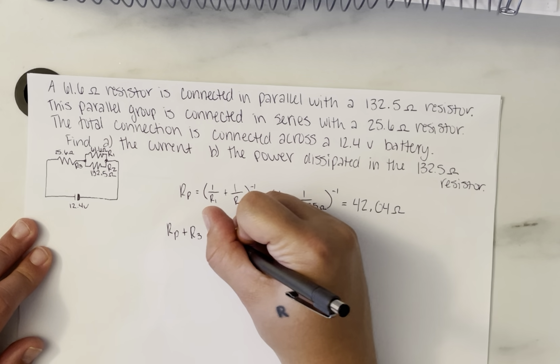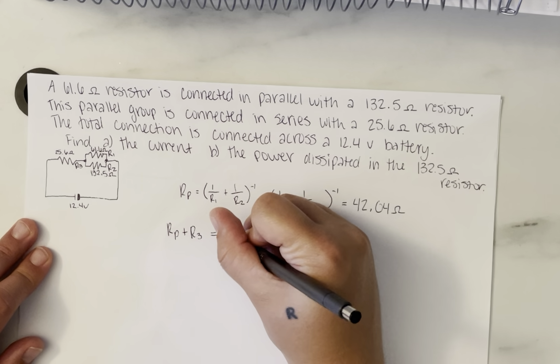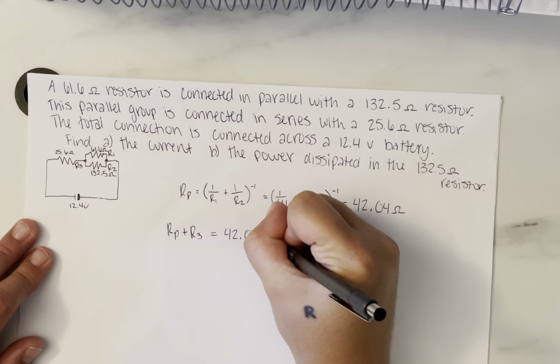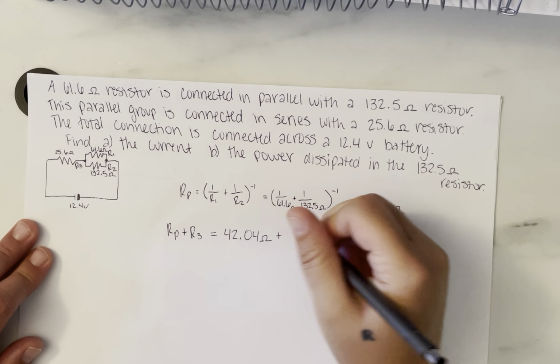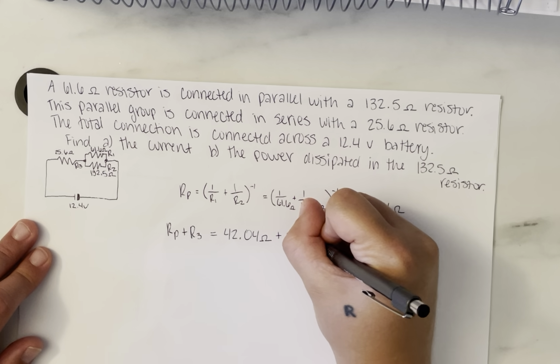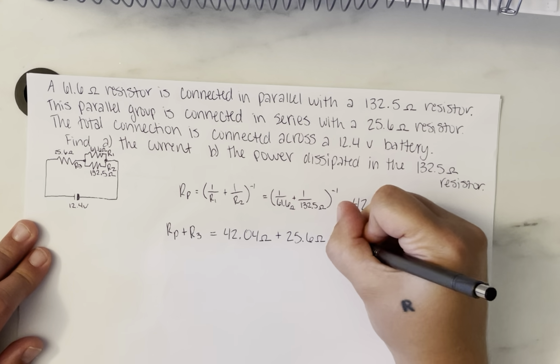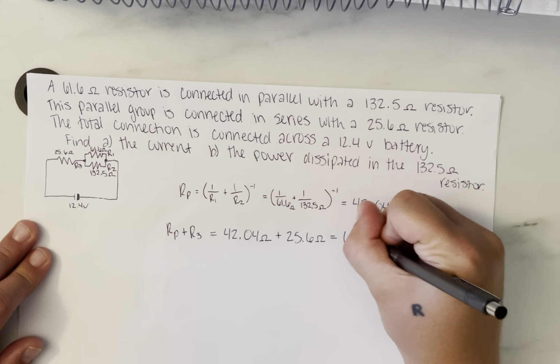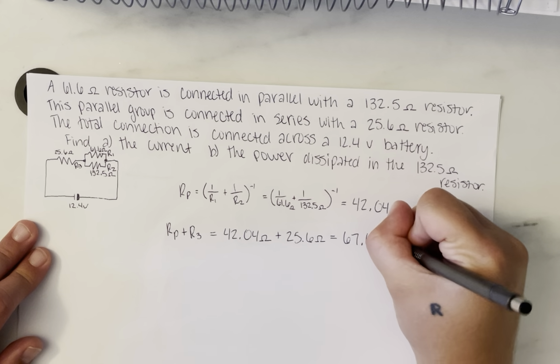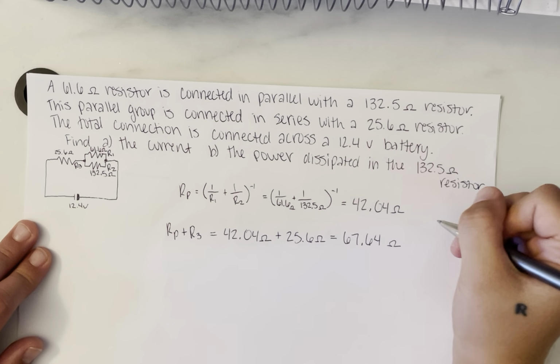And so now we can take the parallel and add R3 to get our total resistance. So that is going to be the 42.04 ohms plus the 25.6 from our R3, and that is going to give us about 67.64 ohms.